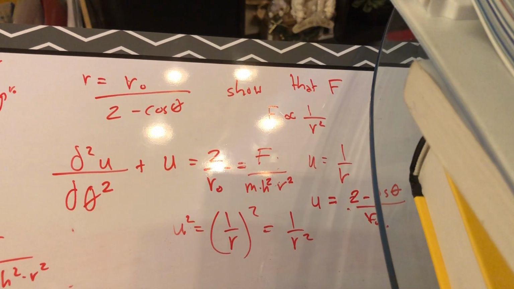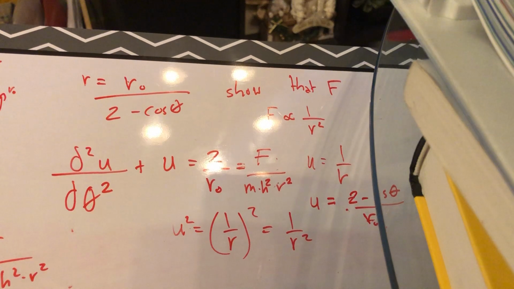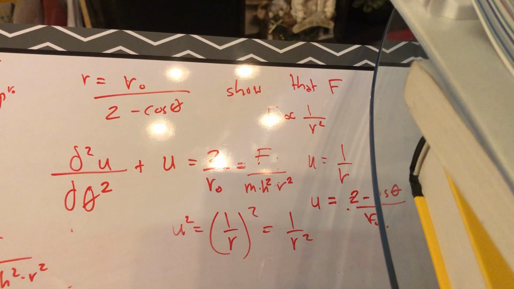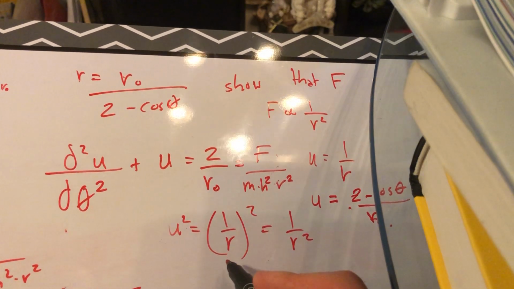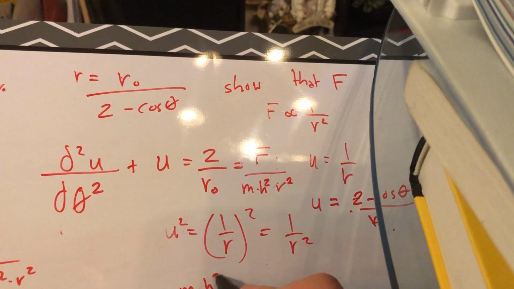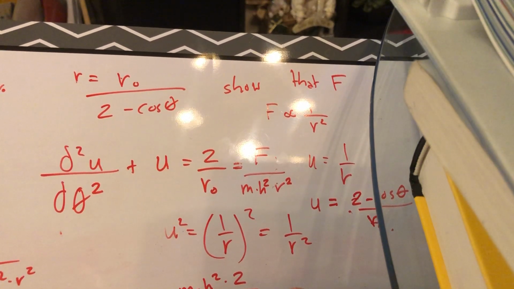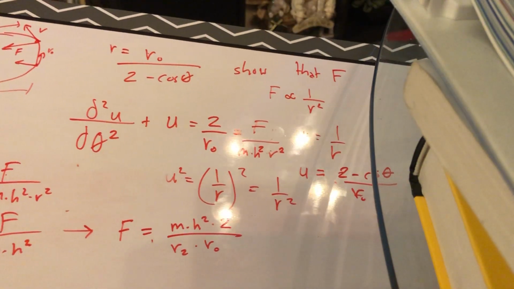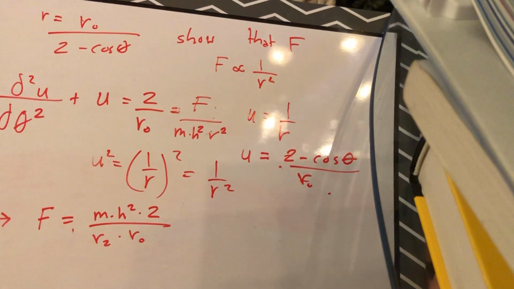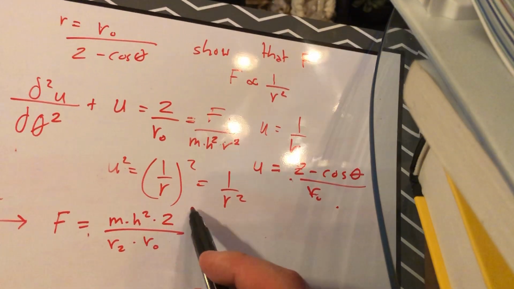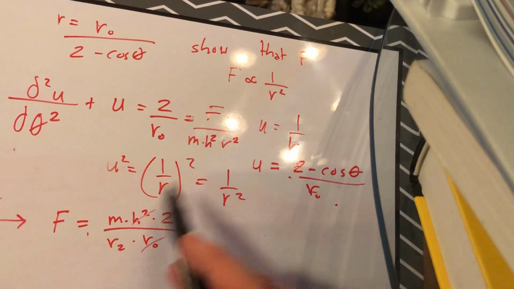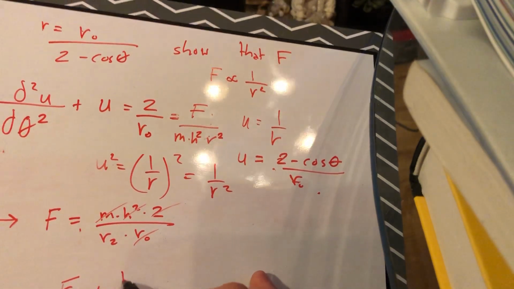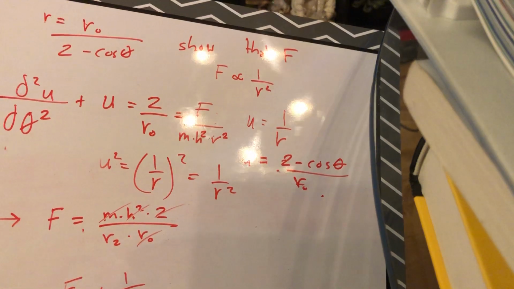Now, what we can do here is we're going to have f is equal to m times h squared times 2 over r theta times 1 over r squared. And we know that those are constants. So that means we're going to have f proportional to 1 over r squared.